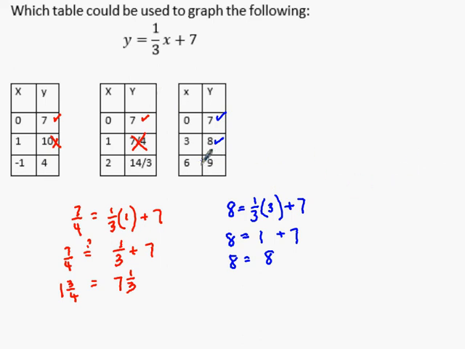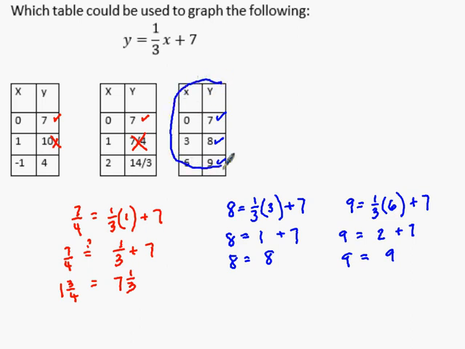Let's try our last ordered pair, 6, 9. Plug a 9 in for your y. Plug the 6 in for your x. And when I do this multiplication, 1/3 times 6, or 1/3 of 6, you get a 2. If you're not sure about how to do that, just use your calculator. 2 plus 7, that's equal to 9. 9 does equal 9, so this ordered pair works as well. So this table is the table that could be used to graph this equation.